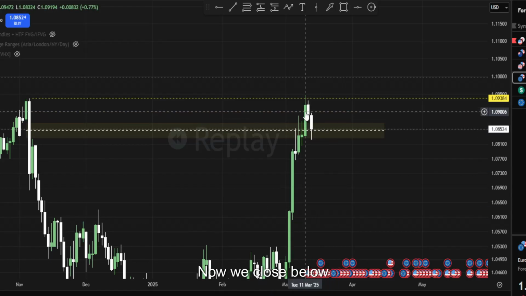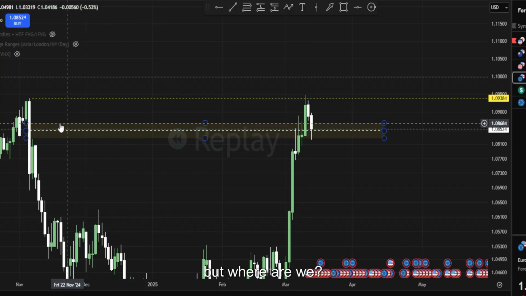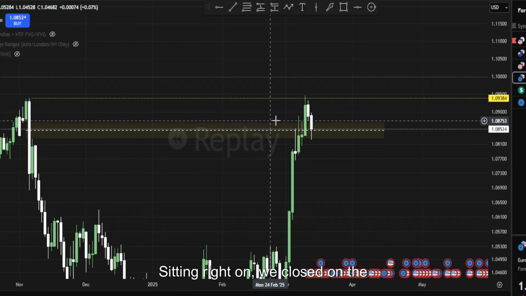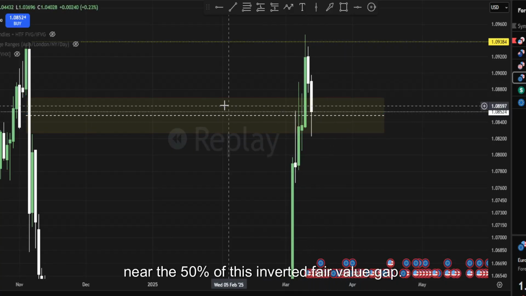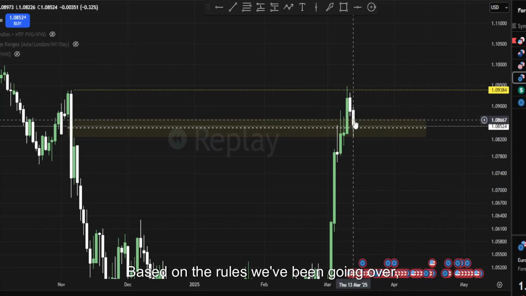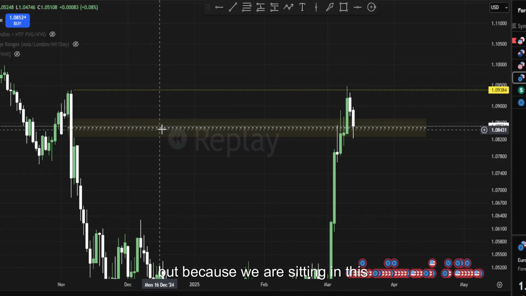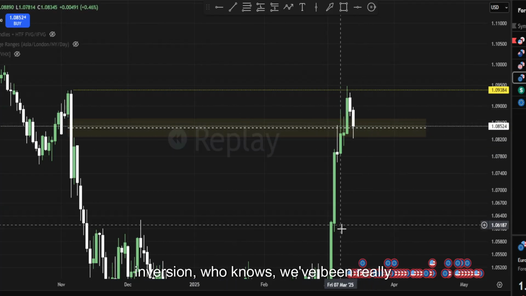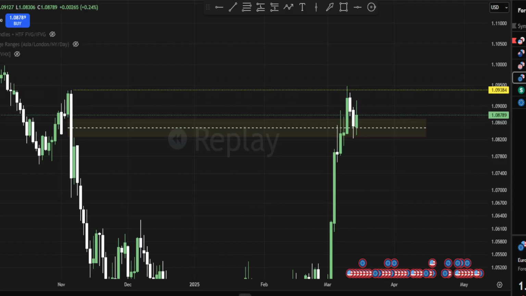Now we close below previous day low. But where are we? We closed right near the 50% of this inverted fair value gap. So based on the rules we've been going over, we should expect another bearish candle, but because we are sitting in this inversion, who knows? We've been really bullish lately. We might start another run up, which is exactly what it looks like it wants to do.